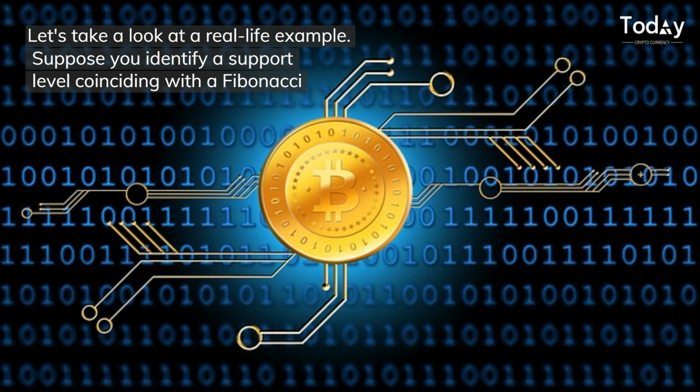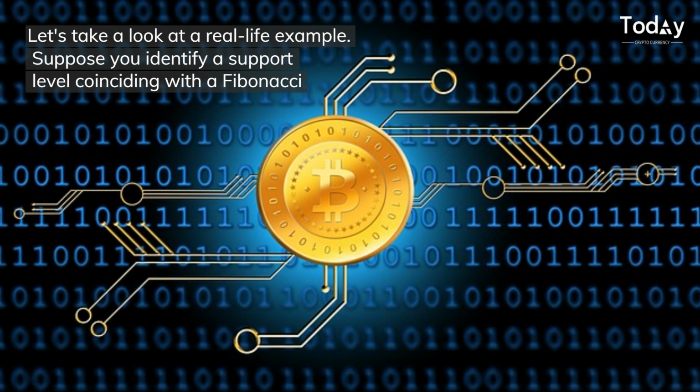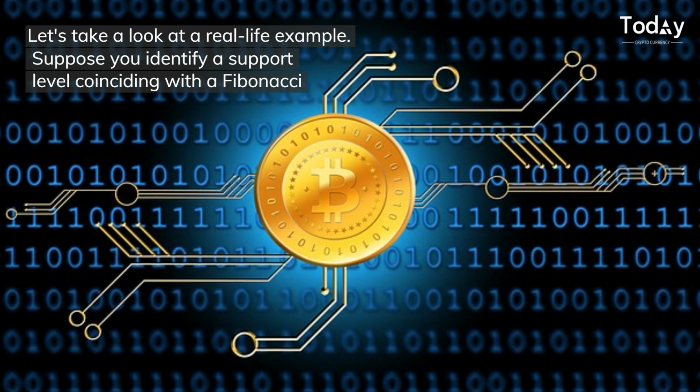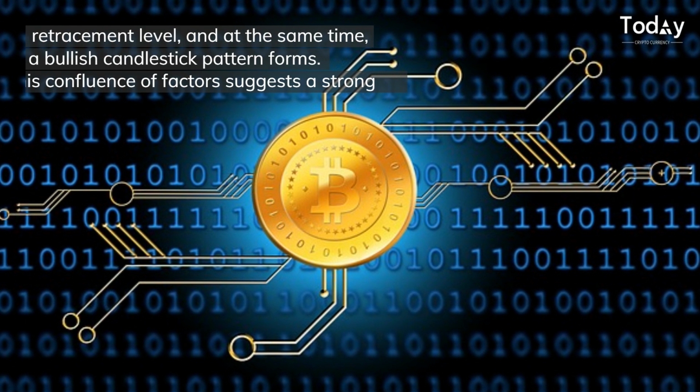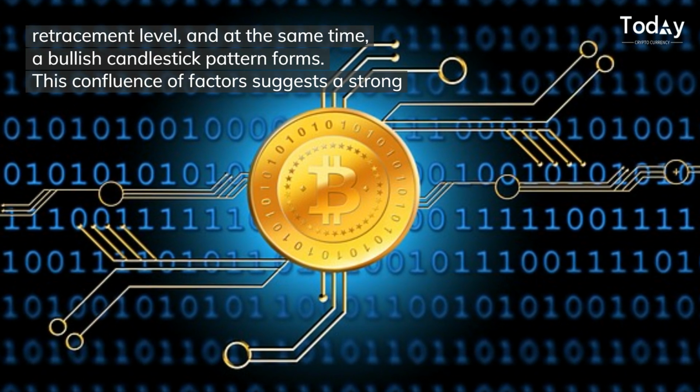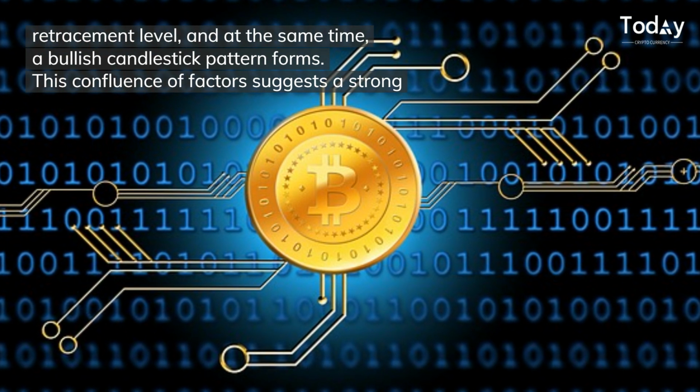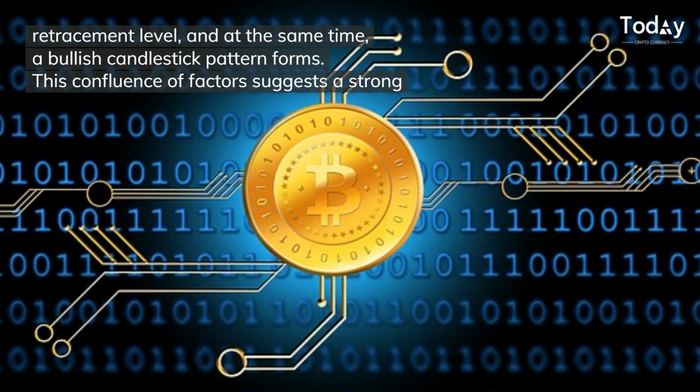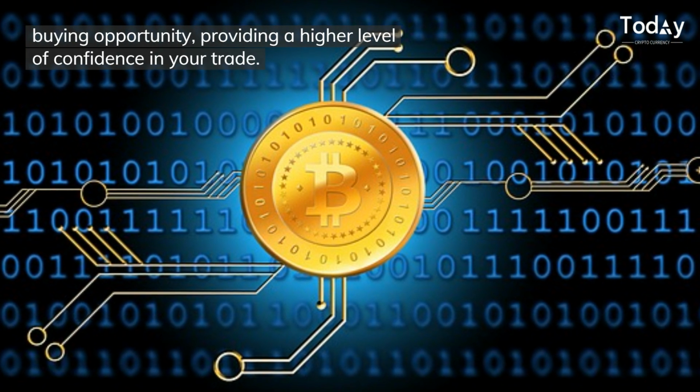Let's take a look at a real-life example. Suppose you identify a support level coinciding with a Fibonacci retracement level, and at the same time, a bullish candlestick pattern forms. This confluence of factors suggests a strong buying opportunity, providing a higher level of confidence in your trade.